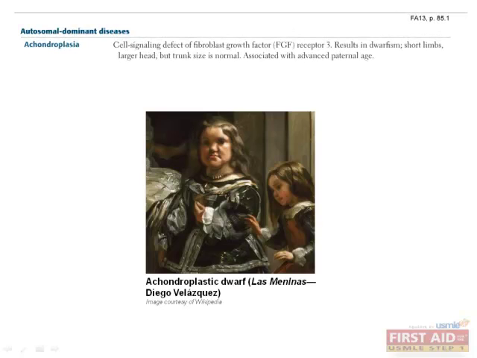Achondroplasia results from a defect in fibroblast growth factor receptor 3 and occurs more commonly in children born to older fathers. It results in dwarfism, which means the patients have short limbs and a larger head, but their torso is normal-sized.